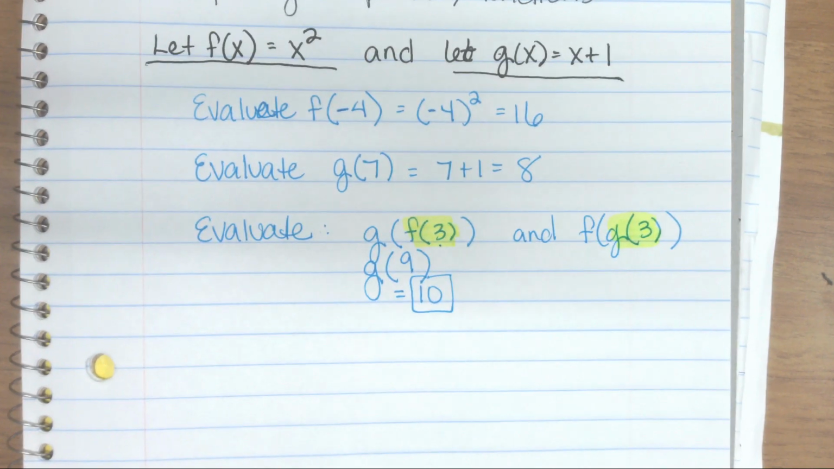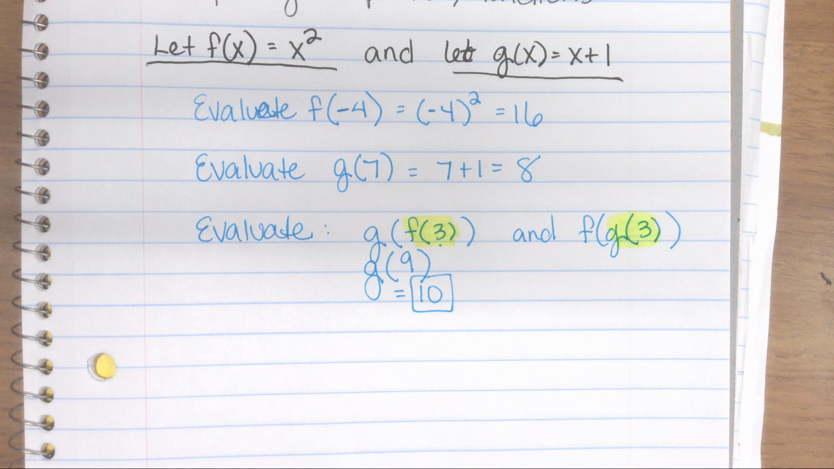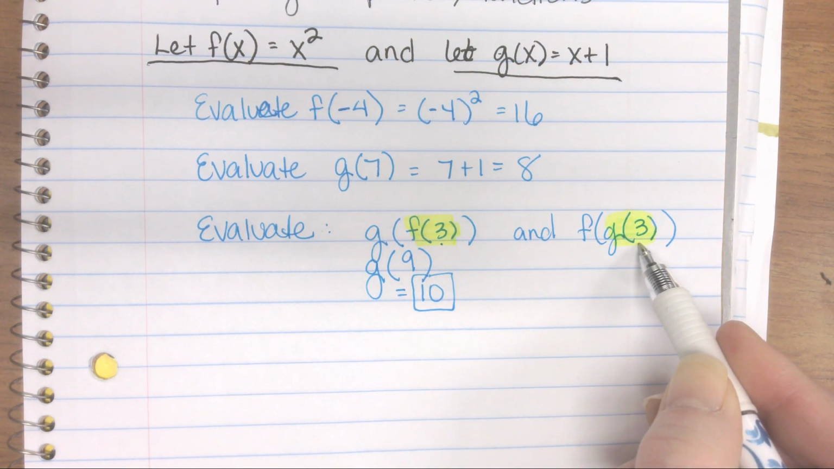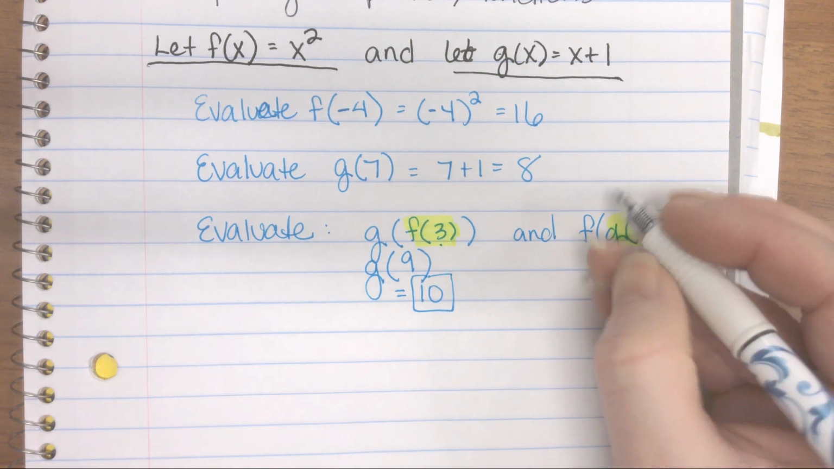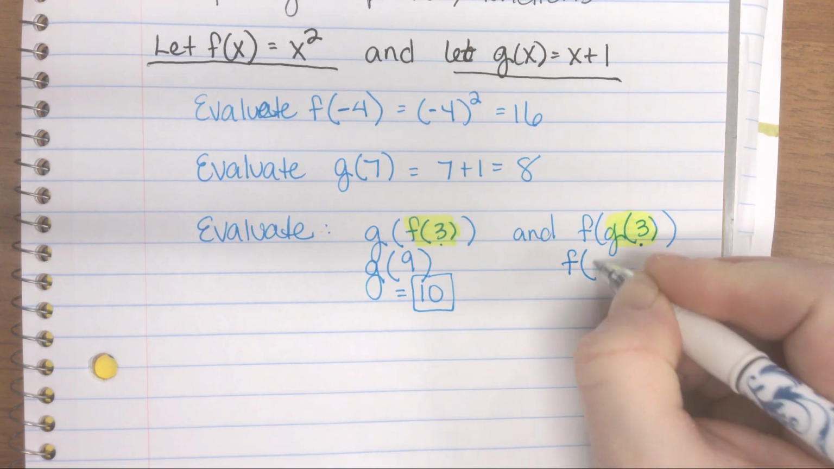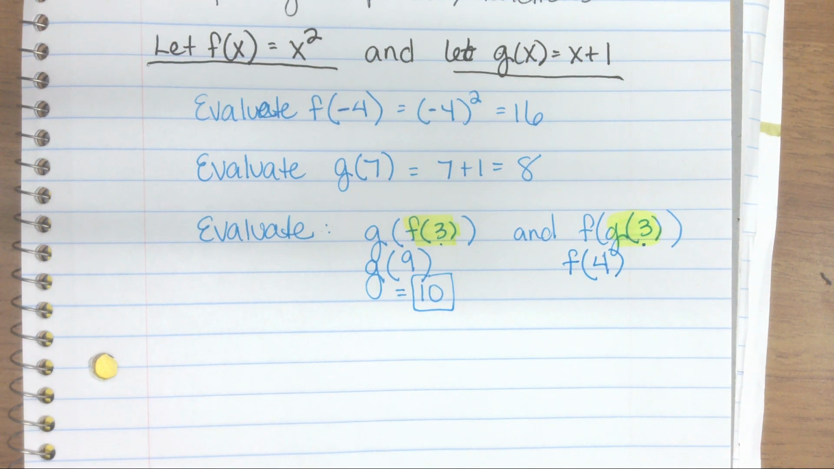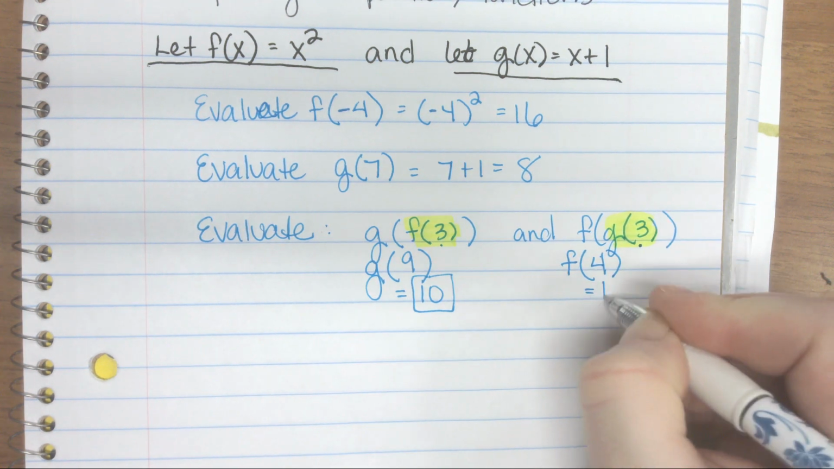Isn't it just 4? Okay, so we're going to take out that g of 3. We figured out what that is, and we're going to replace it with a 4. And then we're going to do f of 4. And what's f of 4? 16? Okay.